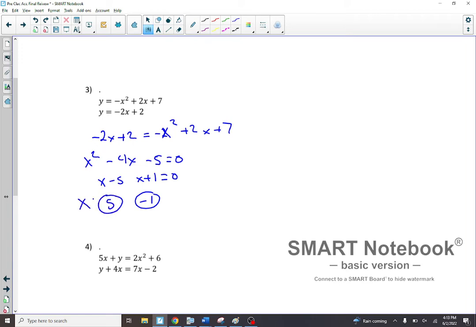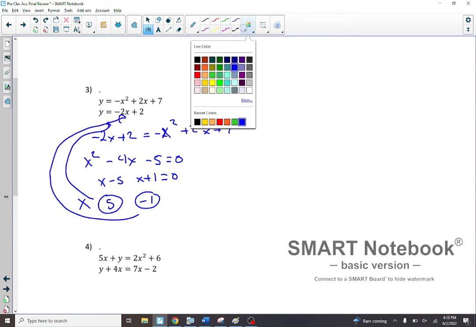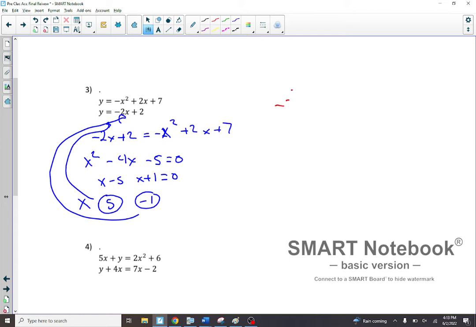Now I have to individually put the x values up here to do each one. So for this one, negative 2 times 5 plus 2. Negative 10 plus 2 is negative 8. So one answer is 5 comma negative 8. And the other one is negative 2 times negative 1 plus 2, which is 2 plus 2 is 4. So the other one's negative 1 comma 4.